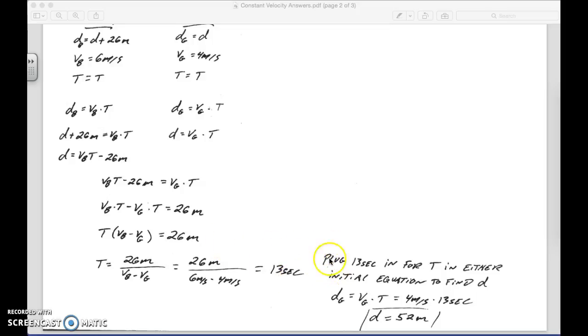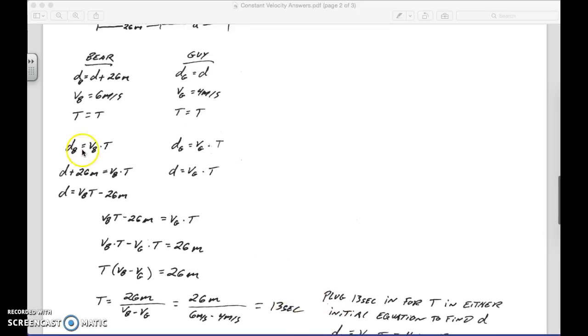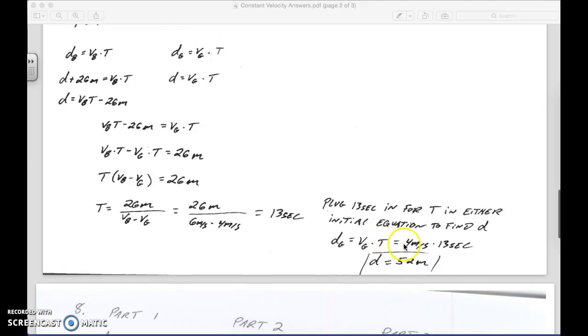Once we get the time, we can plug that 13 seconds in to either one of these equations. I'll use the guy's equation because it's a little bit easier, and it'll tell me how far the guy had to run. So I know he's going to go 4 meters per second. We just solved for the time. It's going to be 13 seconds. So 4 times 13 gives me a distance or displacement of 52 meters.